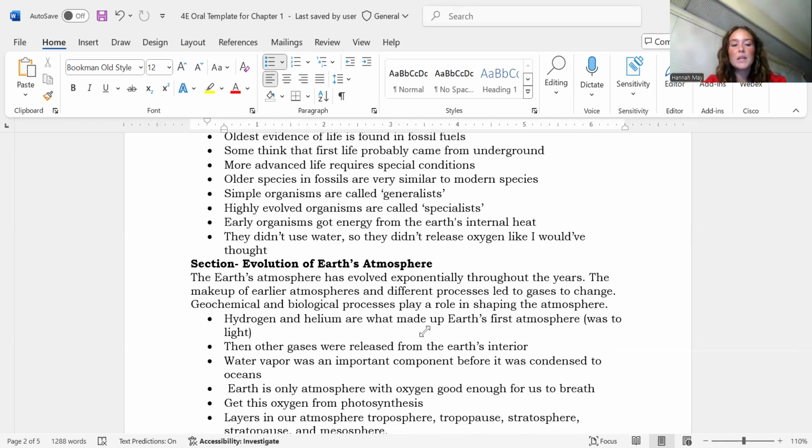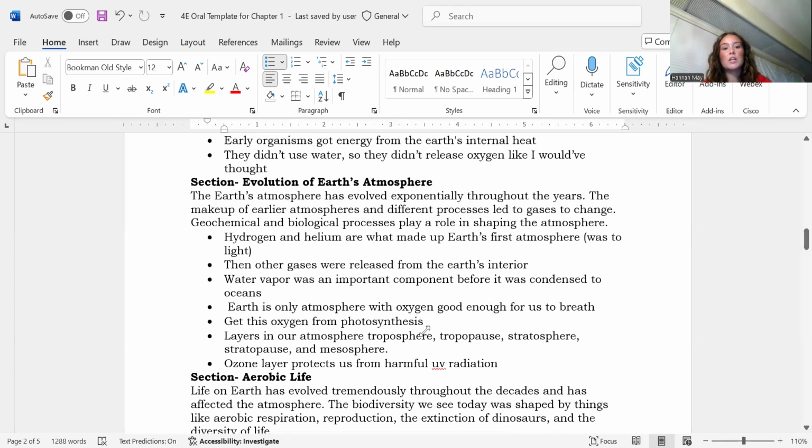The next one is the evolution of Earth's atmosphere, and it talks about how the atmosphere has evolved throughout the years and the makeup of the atmosphere, like the troposphere, and then the tropopause right on top of that, and then the stratosphere, and then the stratopause, and then the mesosphere. It talks about how the different processes led gases to change. Another thing that helped shape the atmosphere was geochemical and biological processes.